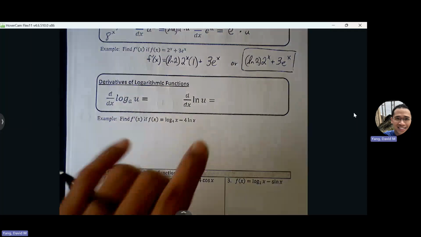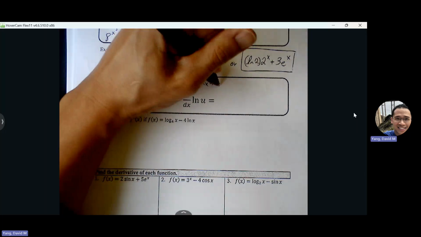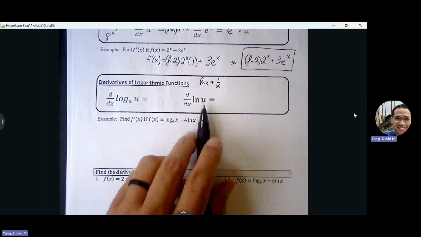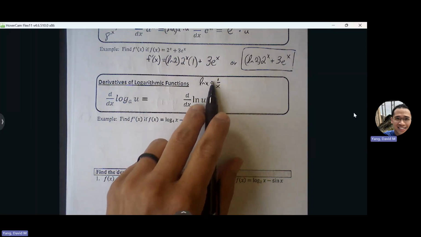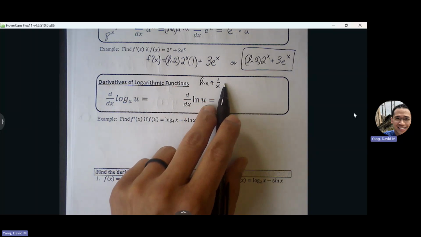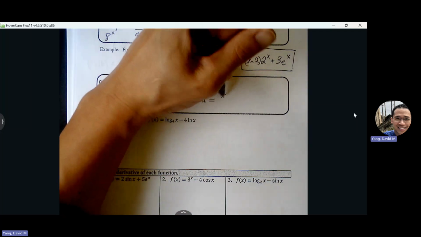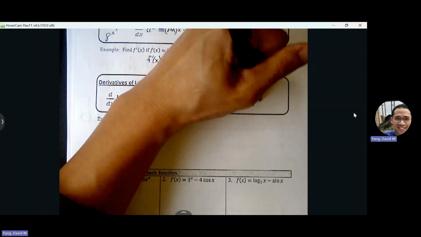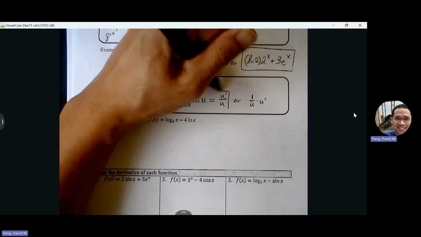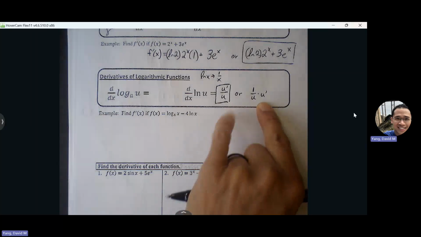Log functions. We learn natural log of x, which is just 1 over x. But if there is a chain rule component, it's going to be the 1 over x times the inside function's derivative. So if I merge it together, I'm going to say it's u prime over u. Or you can think of it as 1 over u times u prime. But I typically write it this way, but you can write it this way as well.